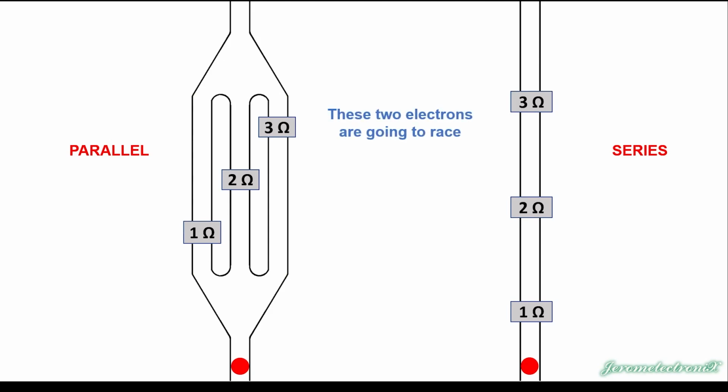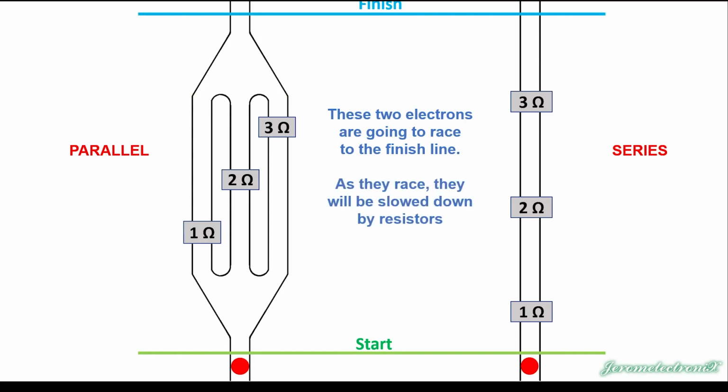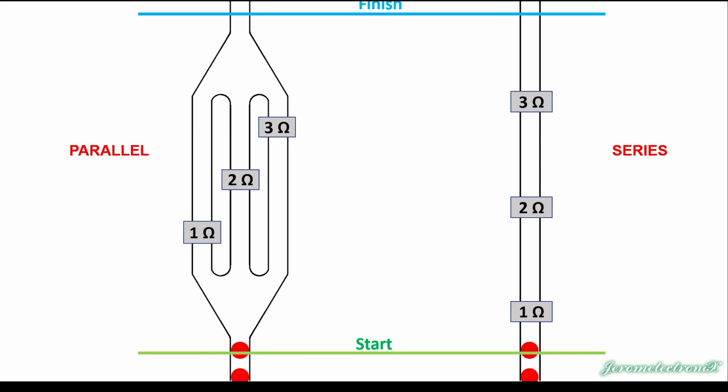These 2 electrons, they're going to race, right? Here's the starting line. They're going to race to the finish line. And as they race, they're going to be slowed down by resistors. So if you were a betting person, which would you bet on to get to the finish line first? Well, keep your eye on these, because here they go. They are racing towards the finish line.